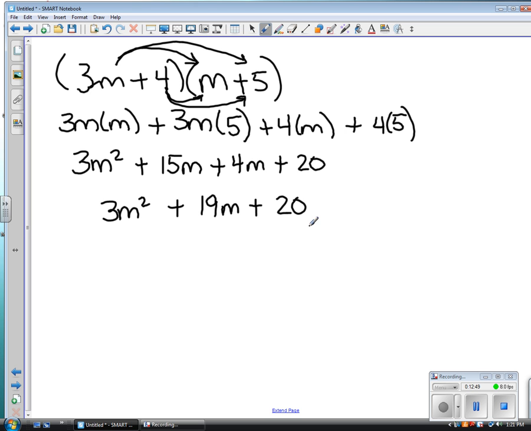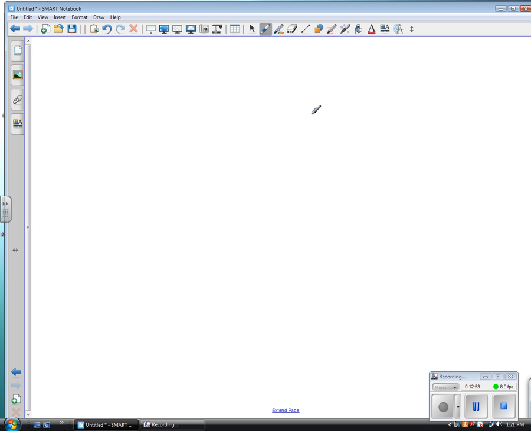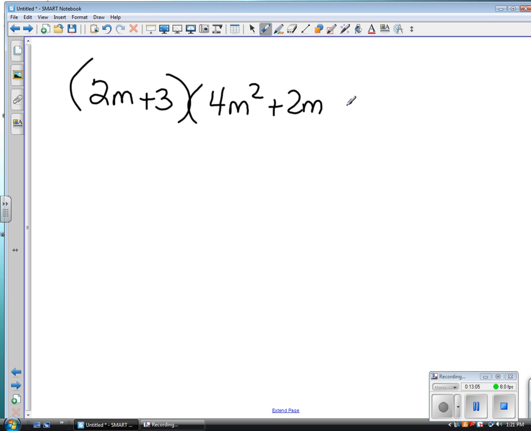Alright. That's using the distributive method. Now, I'm going to kind of jump ahead. Then I'm going to come back to a binomial again. But let's say I have something like 2m plus 3, and I'm going to multiply it this time by 4m squared plus 2m minus 4.